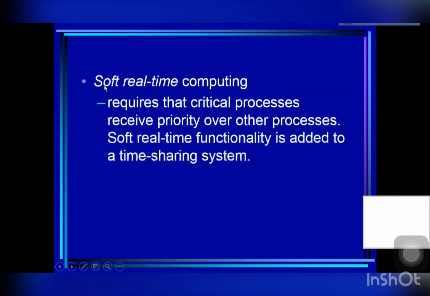A soft real-time system provides no guarantee as to when a critical real-time process will be scheduled. It guarantees only that the process will be given preference over non-critical processes.